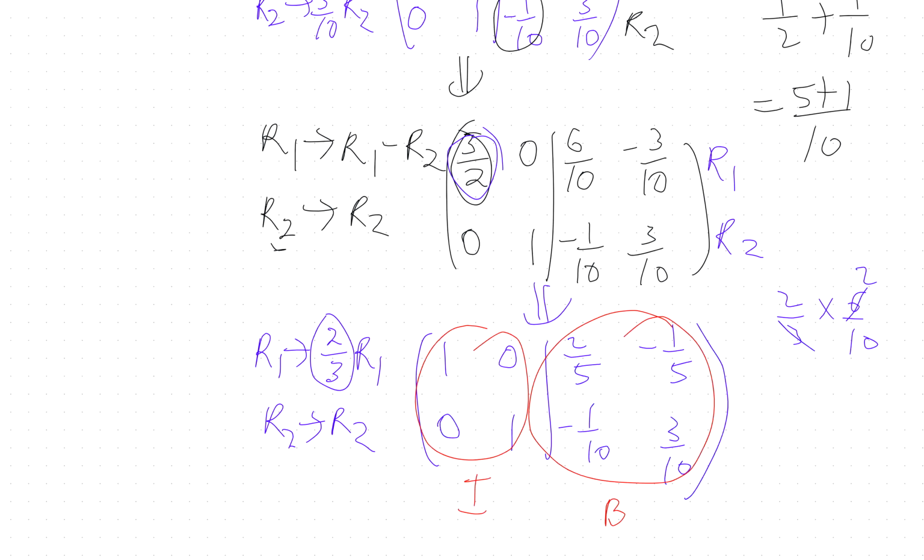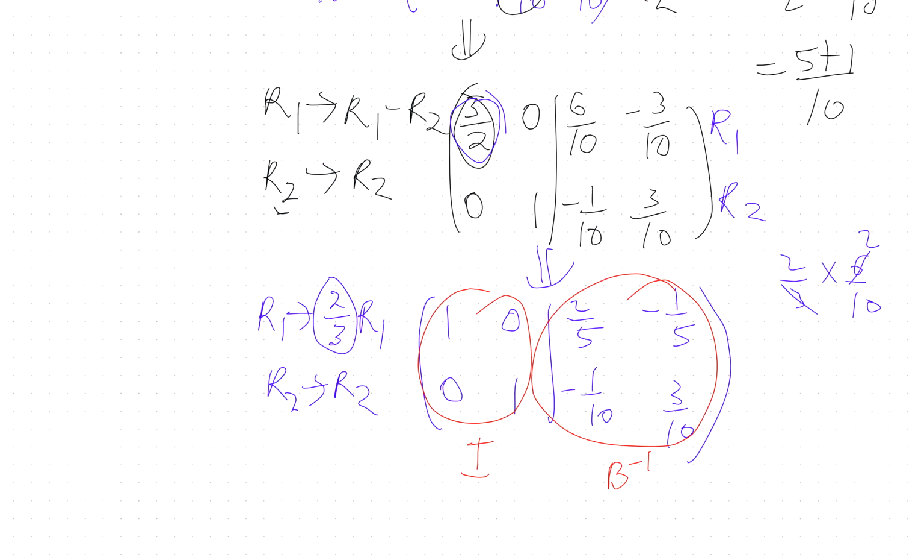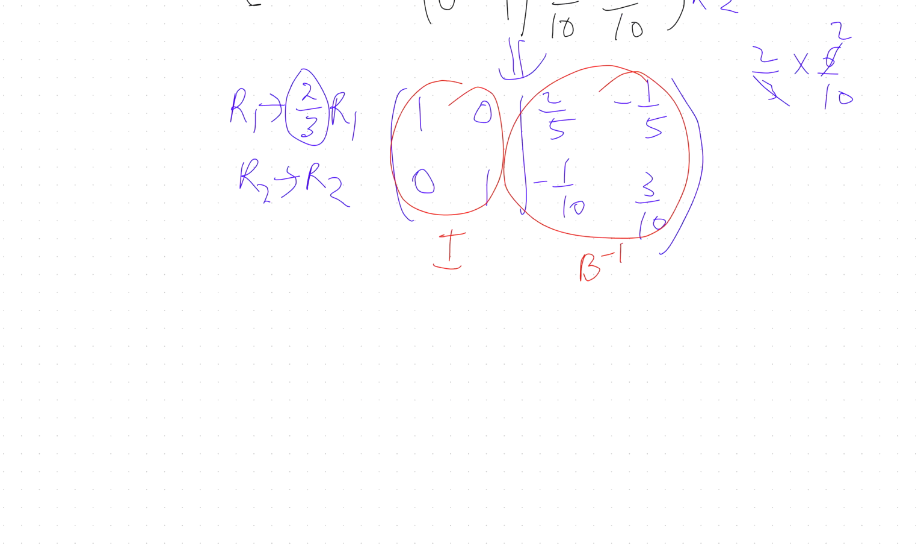But how do you really know? How do you know you are right? That's one thing you may want to ask yourself. I think the simple check is to multiply B by B inverse to see if that's true.